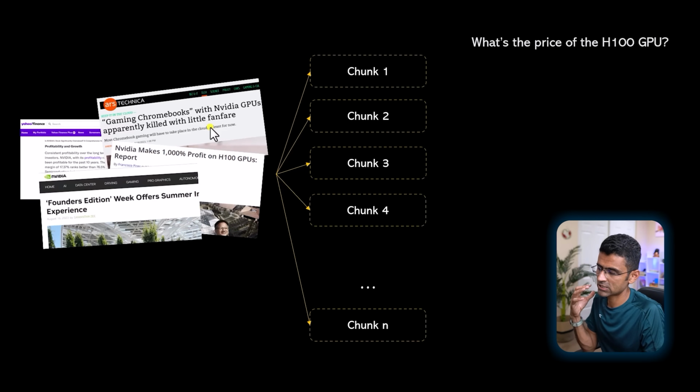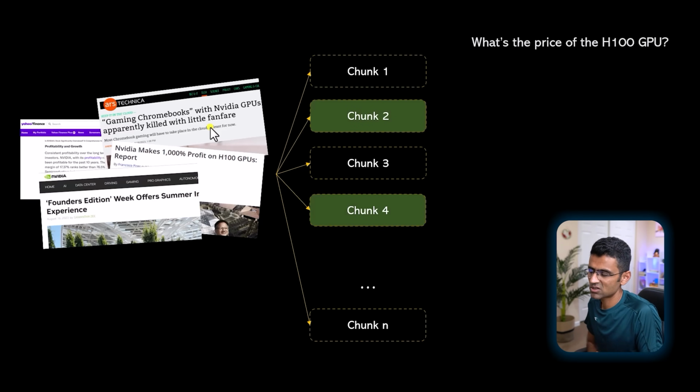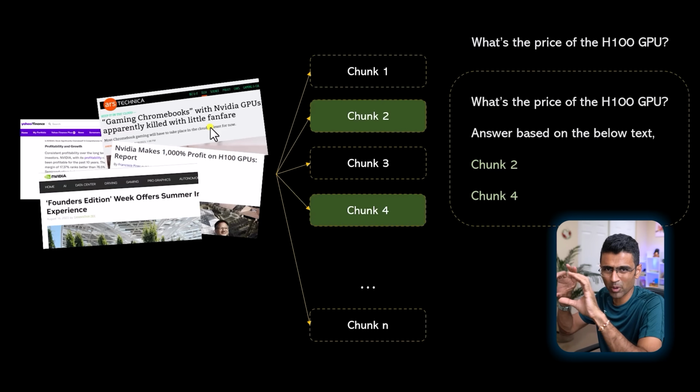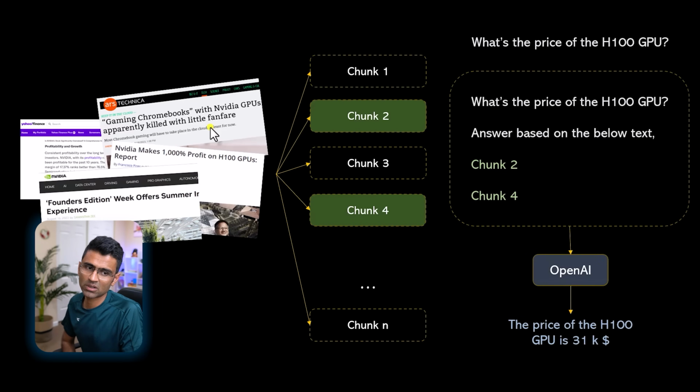Thinking about this in a generic way, you might have a bunch of articles, let's say on NVIDIA, and when you are asking a question, what's the price of H100 GPU, you want to figure out a relevant chunk. So let's say the relevant chunks where H100 GPU price is mentioned are chunk 4 and chunk 2. In this case, when you are building your prompt, you don't need to give all the chunks 1 to n into your prompt. You can just give chunk 2 and chunk 4. A chunk is just a block of text which is relevant, where the answer might be present for your given question. And when you do that, it will give you the fine answer.